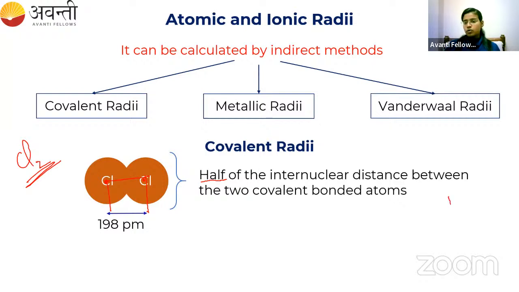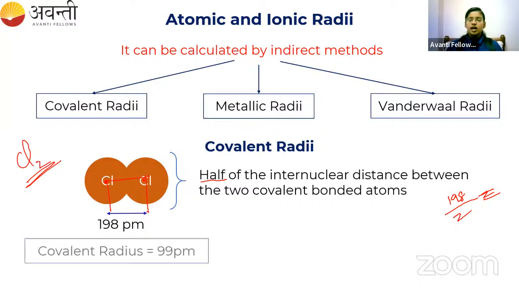So if I divide 198 by 2, what will be the answer? 198 picometer is the internuclear distance, and half of this is equal to how much? Yeah, exactly. It is 99 picometer. And this is the radius, which is called the covalent radius for chlorine.